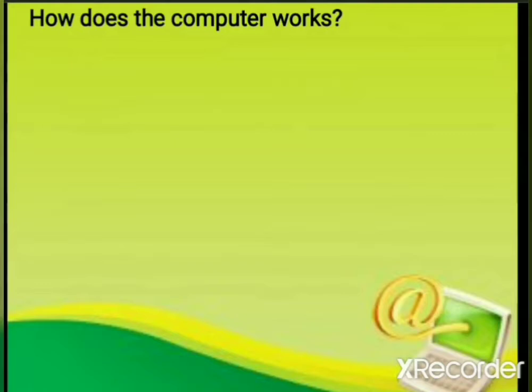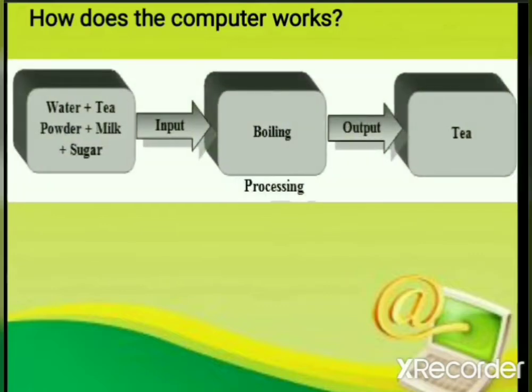Let us see how does this computer work. Let me explain this with an example. Preparation of tea. To prepare a tea, we need basic ingredients like water, tea powder, milk and sugar. So these are the basic ingredients. We put all these ingredients into a vessel and we boil it. And boiling is called processing. And whatever outcome we get is called tea. So here tea is nothing but output.